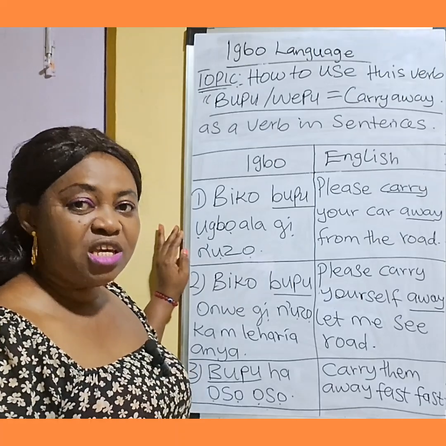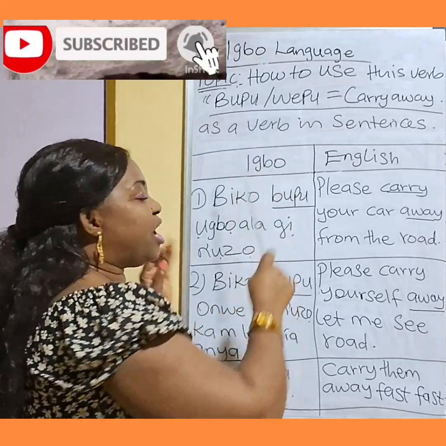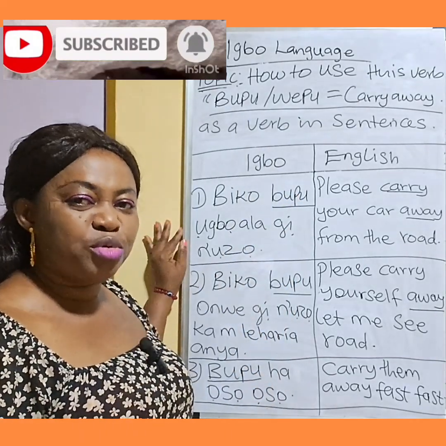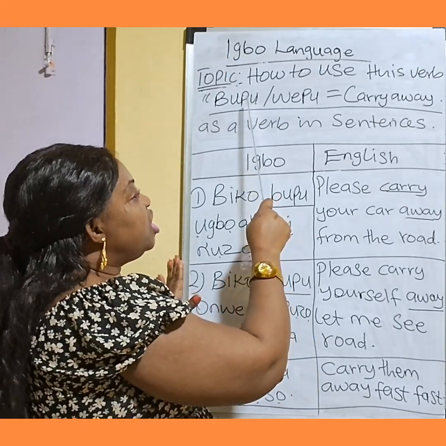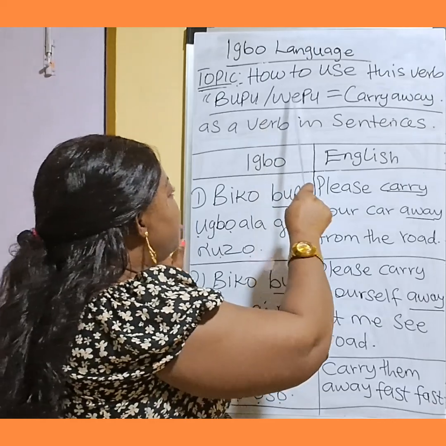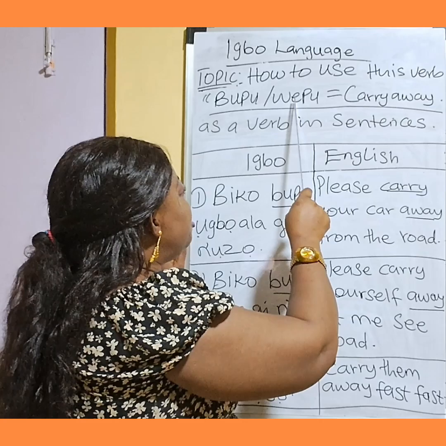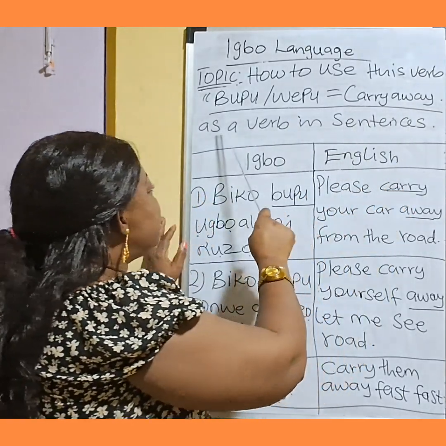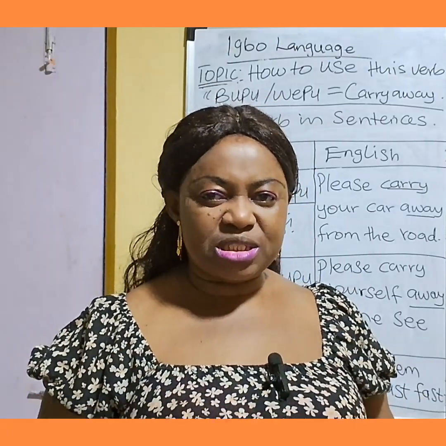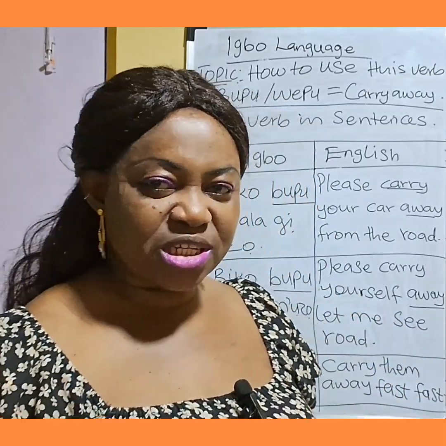Bupu is a verb. If you don't want to call it bupu, you say wepu. Bupu and wepu are just the same thing. We use bupu when we have heavy objects. Bupu or wepu means, in English, carry away, as a verb in sentences. They are the same thing, but bupu means heavy objects, while wepu means light objects.